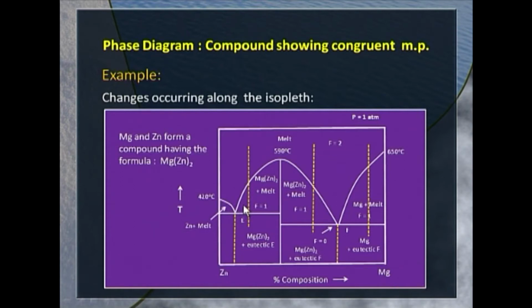Now the system consists of 3 phases: the compound MgZn₂, melt, and then zinc has made its appearance. Because of that, the system becomes invariant. Whatever solidification sets in takes place at constant temperature, and then ultimately when the entire melt has solidified, the temperature decreases and we are left with only solid phases.